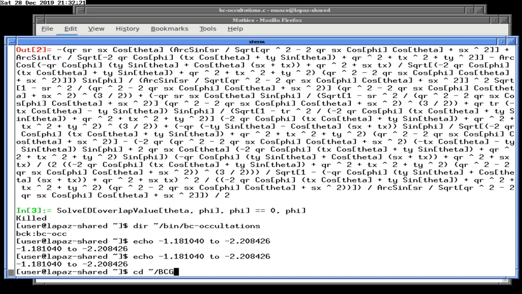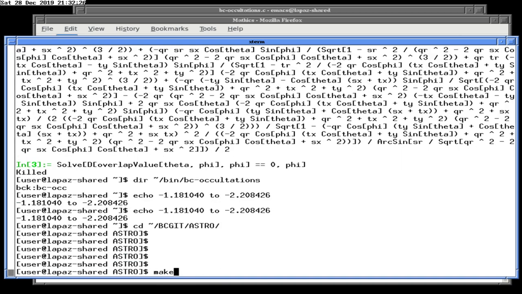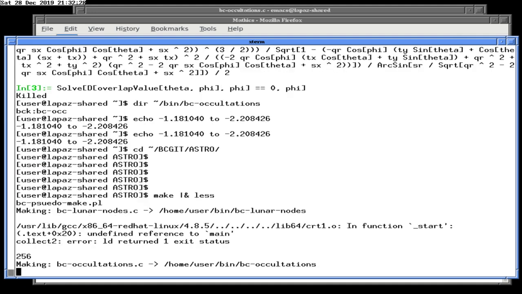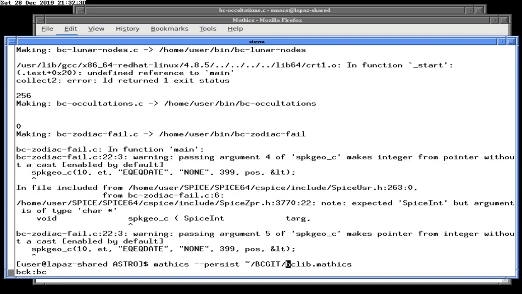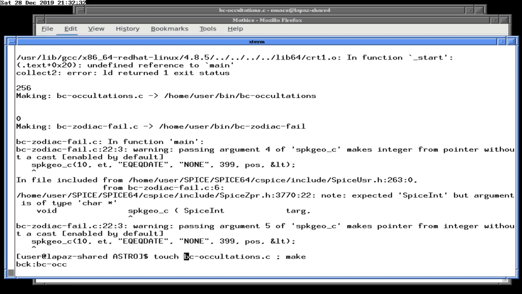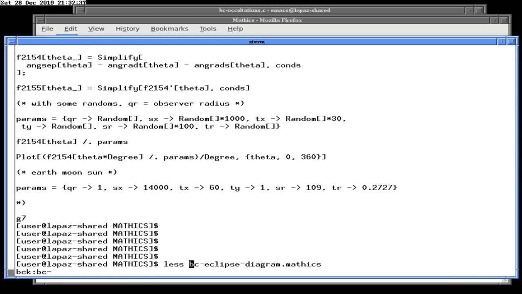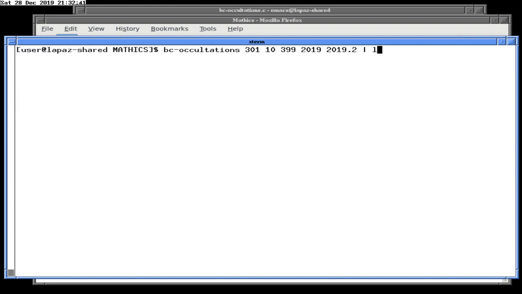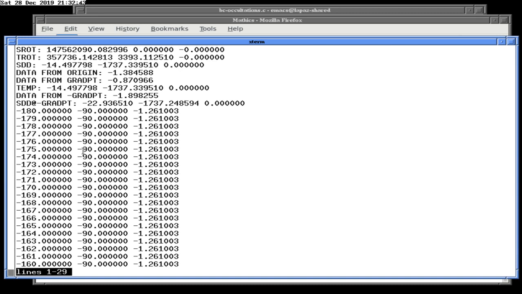I had to make some changes to get this to compile on my main machine, but I hopefully made them in a way that doesn't break it working on this machine. And I didn't. Wow, I'm actually impressed with myself. Okay. So BC occultations, damn it. I'm trying to just cheat and use one way we've run it before. Okay, we're not going to sort it, but I think this is one lunar eclipse it gives us. Data for origin, data from gradient point.